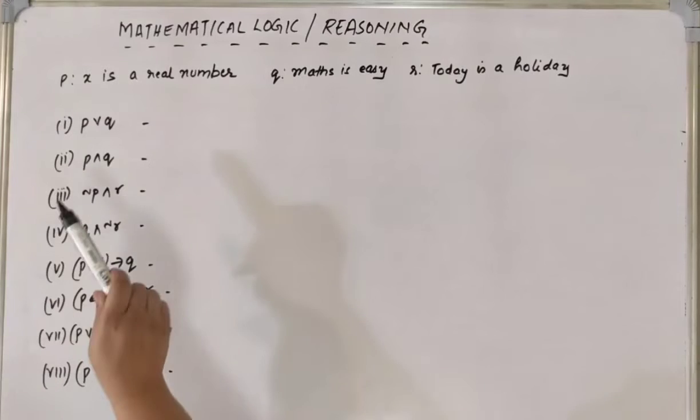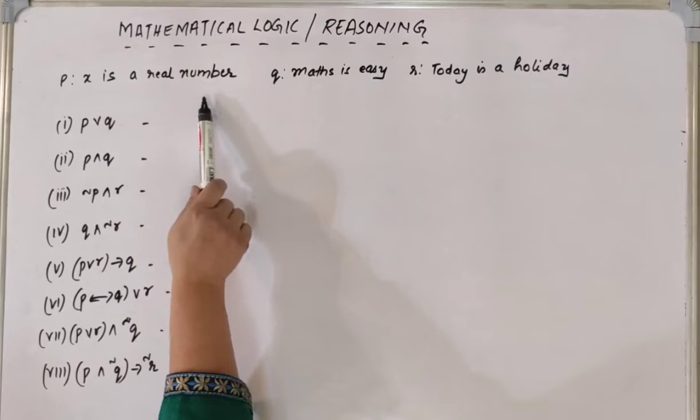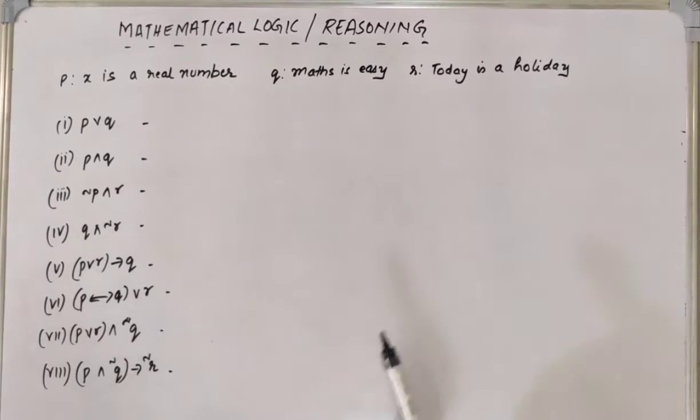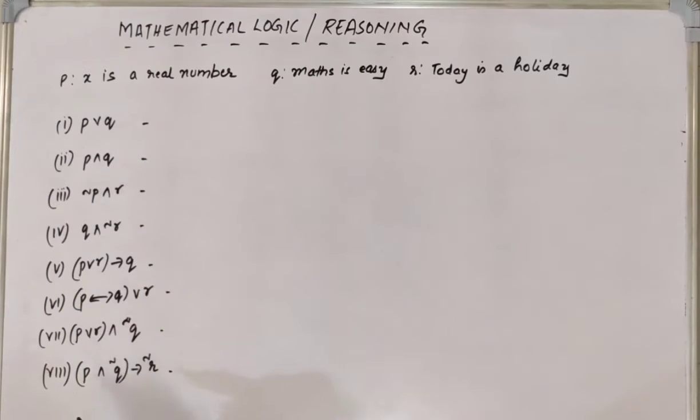Let's take an example. We have three statements here, P, Q, R. P states that X is a real number. For Q, maths is easy. And R tells that today is a holiday. So we will have to write all of these expressions in verbal form.